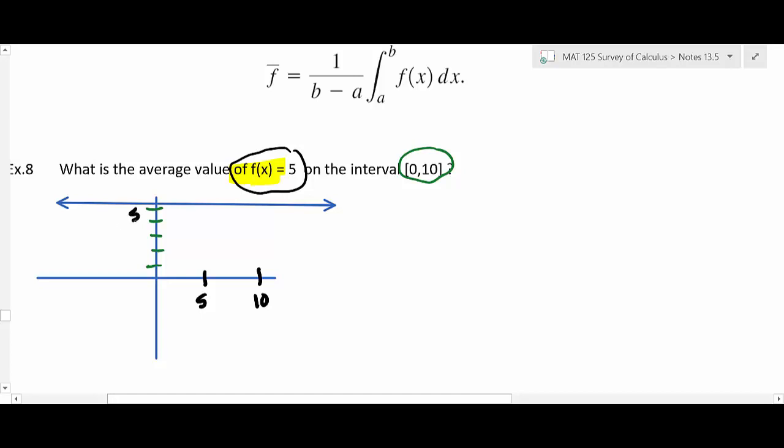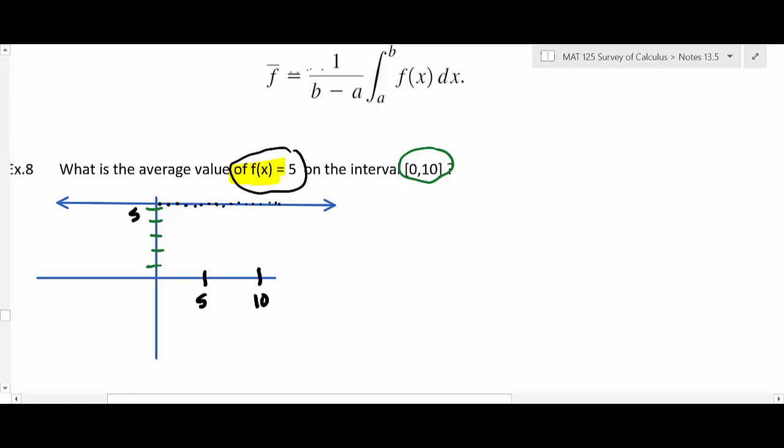And it's pretty obvious what the answer would be. Every value is 5, isn't it? So what would be the average of a bunch of 5s? 5. So the average value is going to be 5. That's the reason I'm doing this example, because it's easy to interpret.